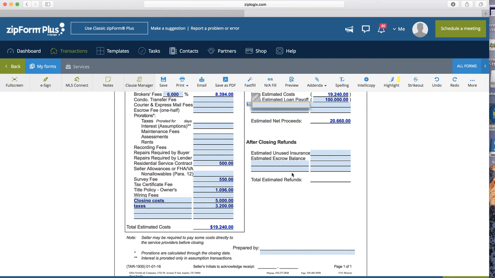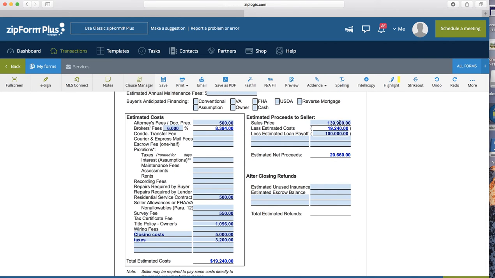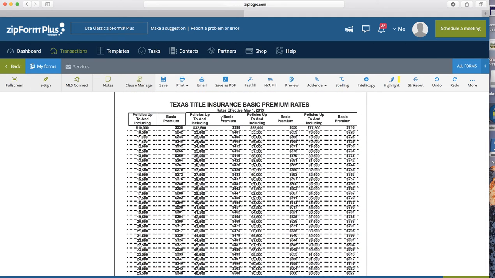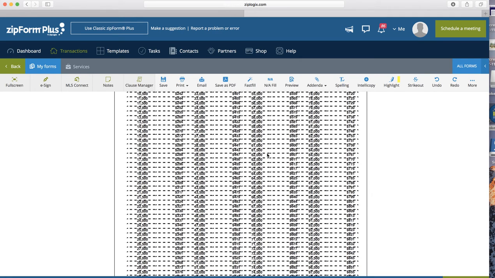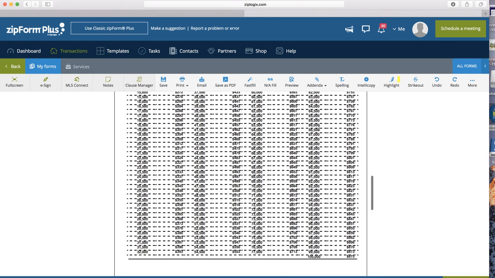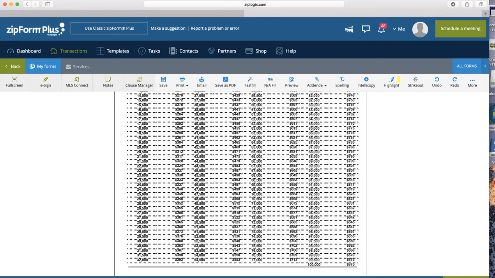This title policy, I've obviously got that figured most likely at $139,900. If that price was $135,000, say, I would have to refigure that title policy amount. If you go to page 2 and 3, here's the title policy premium rates for anything under $100,000. So if it's $85,000, you just go to the $85,000 and it's $770 for the title policy.